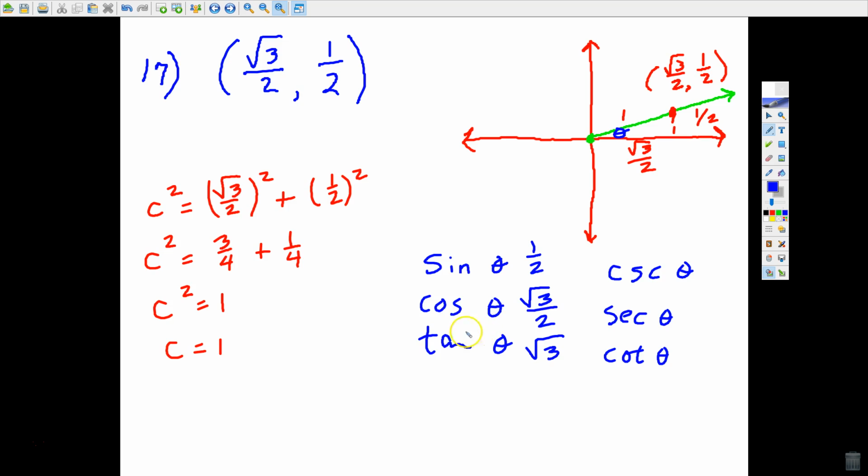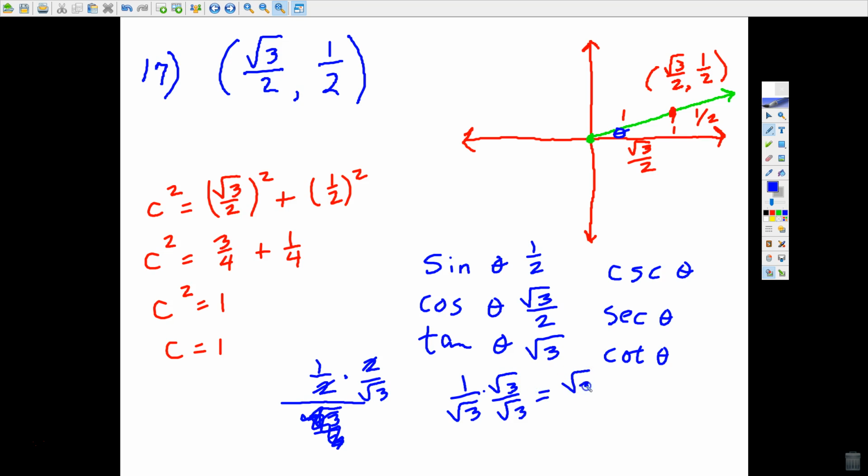Tangent is also known as sine over cosine. So if you know what sine is, put that on the top of your fraction. And remember, dividing by the square root of 3 over 2 is the same thing as multiplying by its reciprocal. So just think of it as multiplication, and the 2's will cancel. When you multiply these together, it starts as 1 over the square root of 3, but when you rationalize, it should be the square root of 3 over 3.